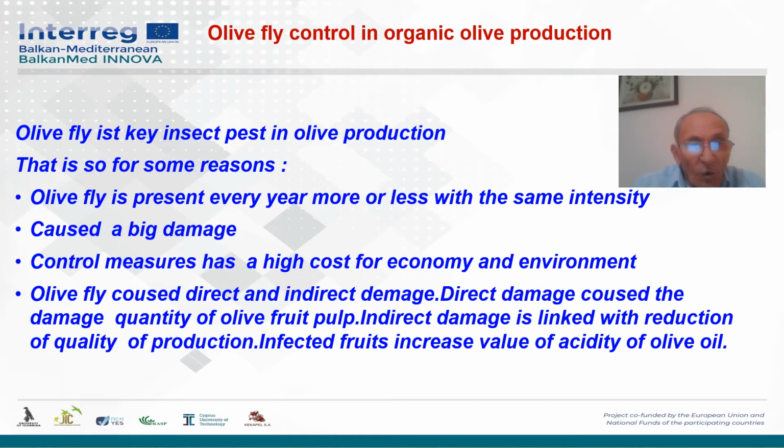Olive fly causes direct and indirect damage. Direct damage affects the quality of the olive fruit and olive pulp. Indirect damage is linked with a reduction in the quality of production. Infected fruits increase the acidity of the oil and reduce its quality in general.